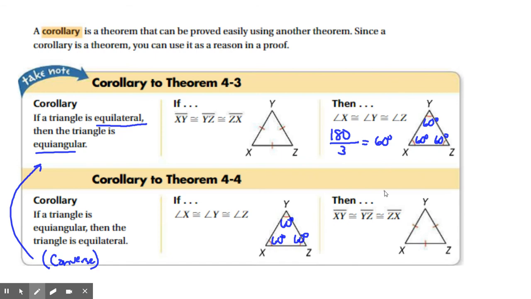Great. Okay, so there's our special kinds of triangles to talk about. Now let's do a couple problems.